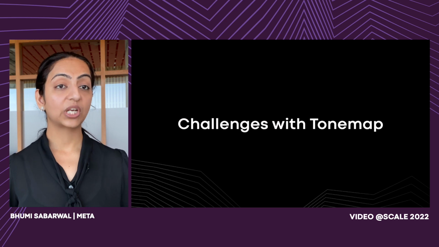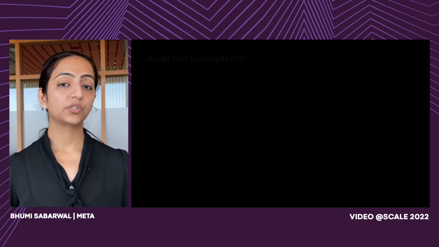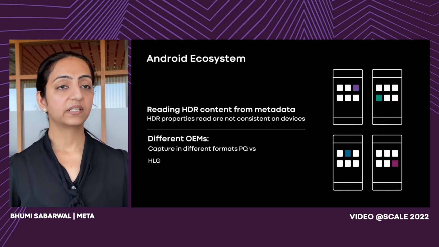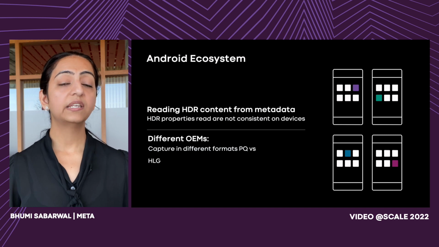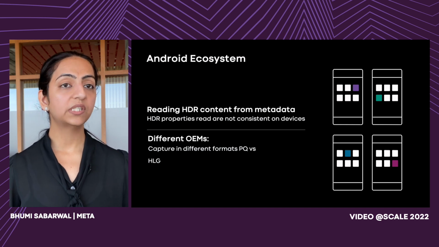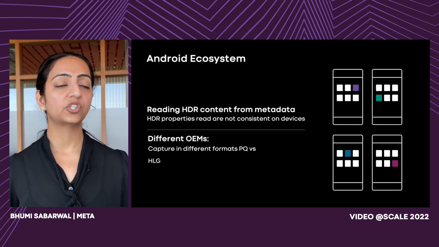So what are some of the challenges that we faced with tonemap? The biggest challenge on Android is its diverse ecosystem and lack of standardization for HDR in its early phases. For example, reading HDR content from properties like color format, we found out that it's not consistent for HDR videos on different Android devices. Hence, it becomes tricky to even use these properties to identify HDR videos.